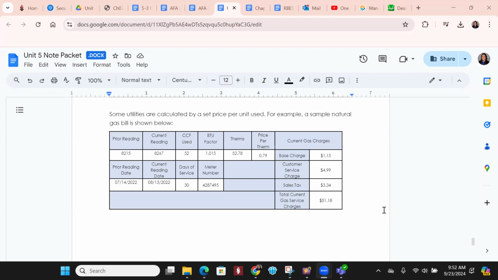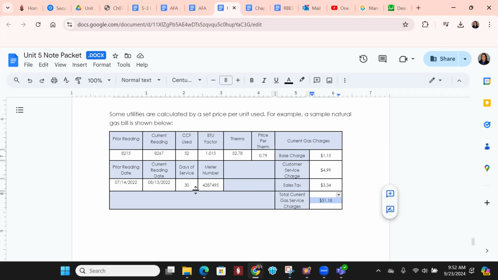For example, a sample natural gas bill is shown below. Okay. So really quick, you've got a base charge, and then you have a customer service charge, and then you have a sales tax. And here's the total charges. So really quick, how you would calculate this, okay?